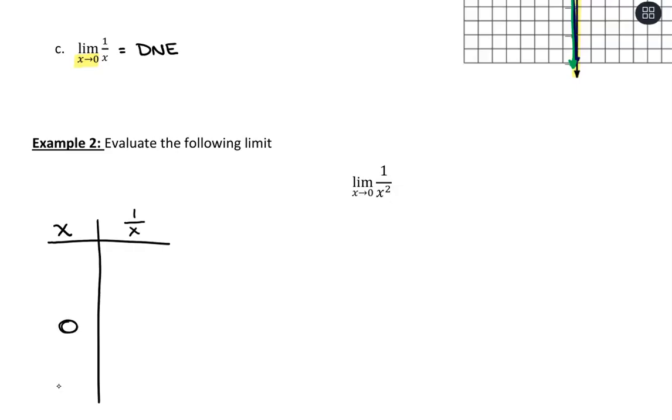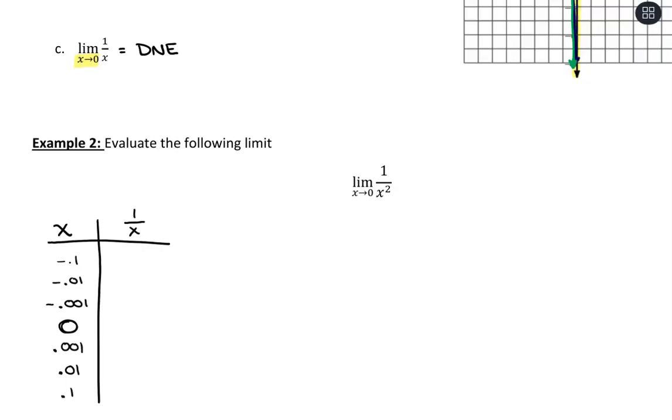So we're focused on 0, but we're going to be undefined there. But what we could do is plug in some values just below it, like negative 0.001, negative 0.01, negative 0.1, something like that. And then we could go just above 0: 0.001, 0.01, 0.1, something like that.